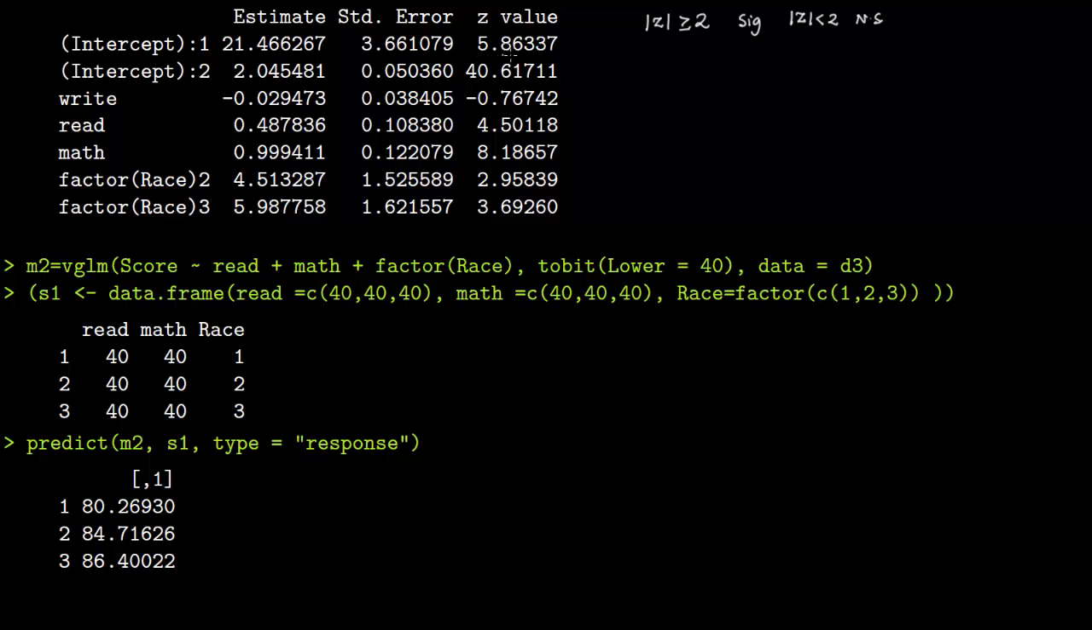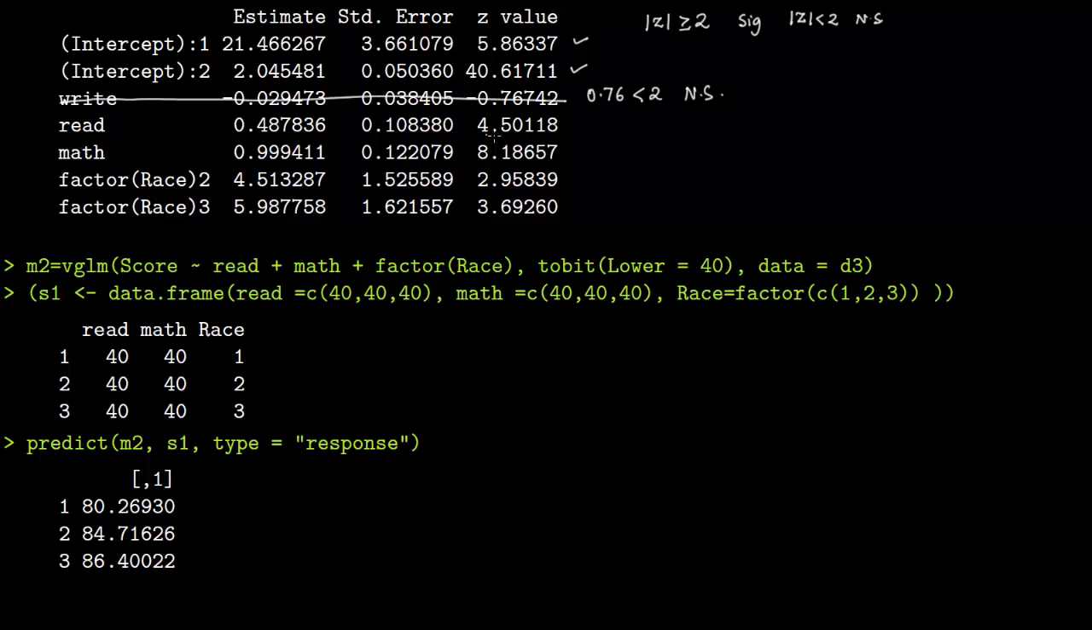So you start with 5.86. This is greater than 2. This is positive, so you don't have to do anything. So this is significant. 40.6 is greater than 2. This is significant. So this is a negative value. You first convert it into a positive value, which is 0.76, and you see this is less than 2. So this is not significant. So we will drop the writing score completely.